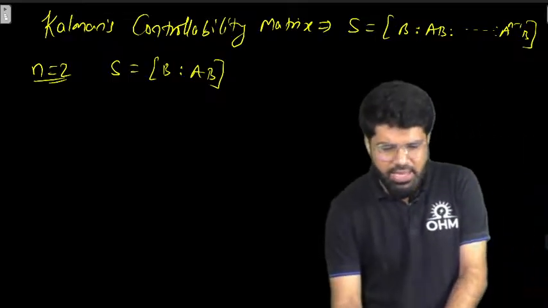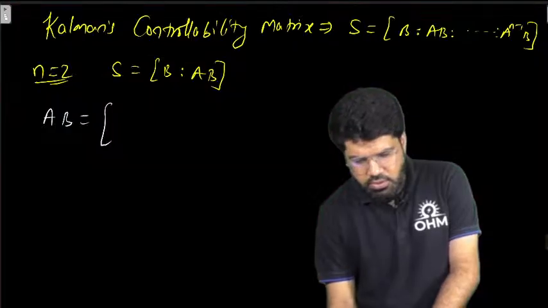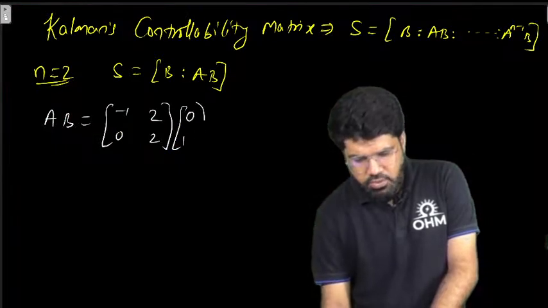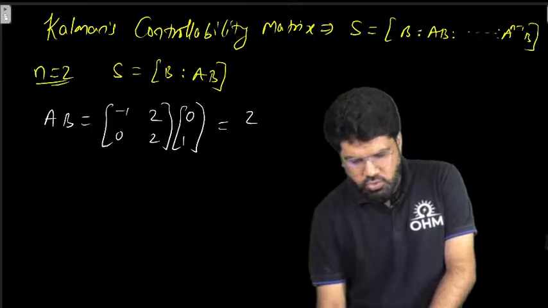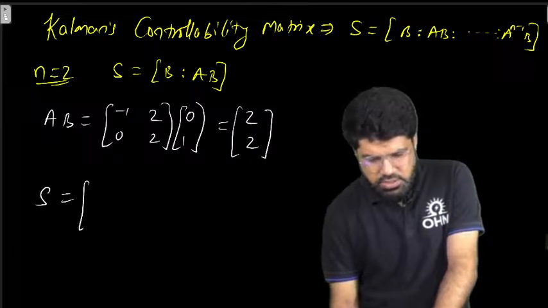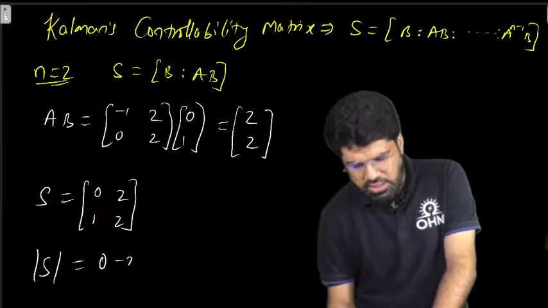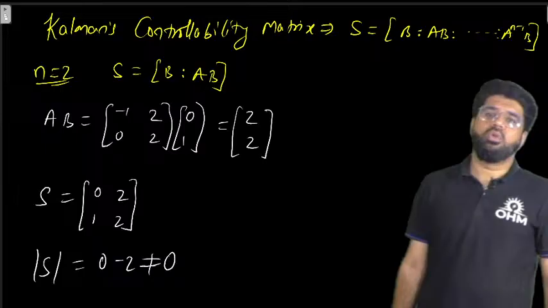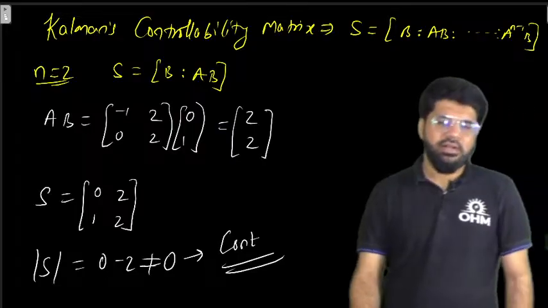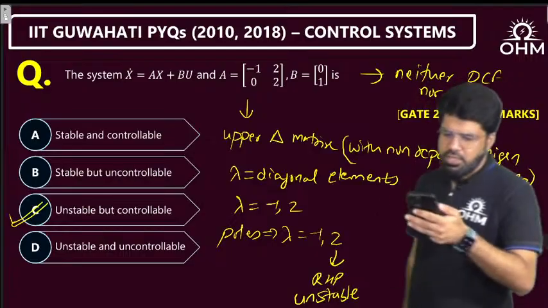B is given, we just have to multiply AB. A matrix [-1, 2; 0, 2] times B matrix [0; 1], multiplying row and column wise, gives 2 and 2. So the S matrix is B, which is [0; 1], and AB, which is [2; 2]. Now check the determinant of S: 0 minus 2, which is non-zero. If the determinant of the controllability matrix is non-zero, then the system is controllable. So it is not stable but controllable. Option C.